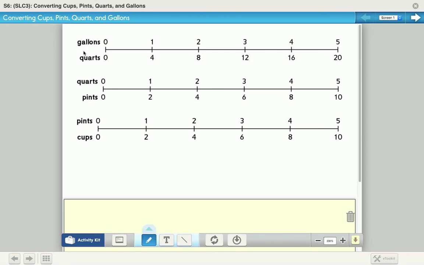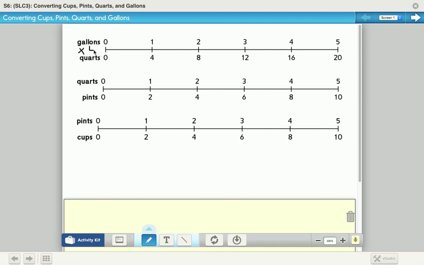Okay, so what we have to do is we take 1 times 4, 2 times 4, 3 times 4, 4 times 4, 5 times 4. So we take the number of gallons times 4 because there's 4 quarts in every gallon. So when you change gallons into quarts, you would multiply times 4.